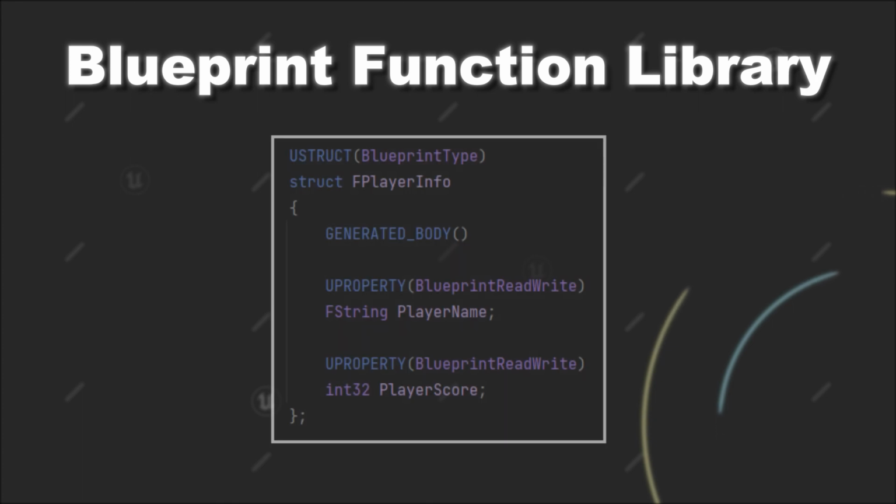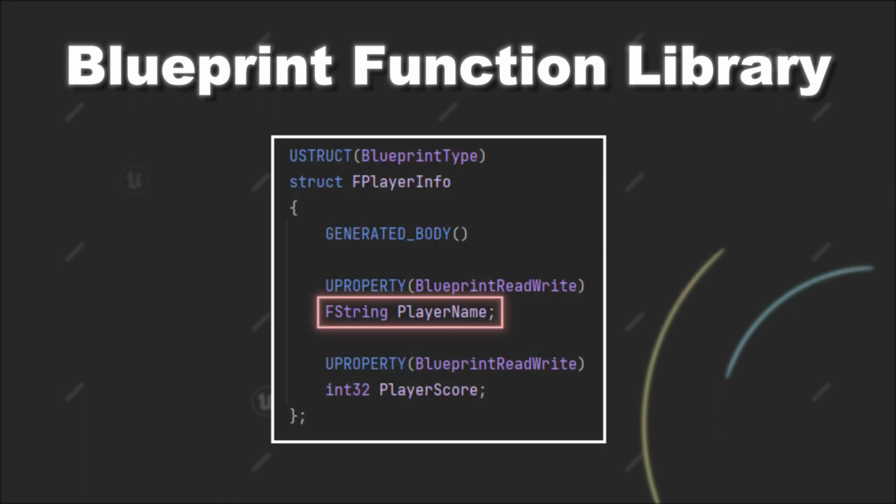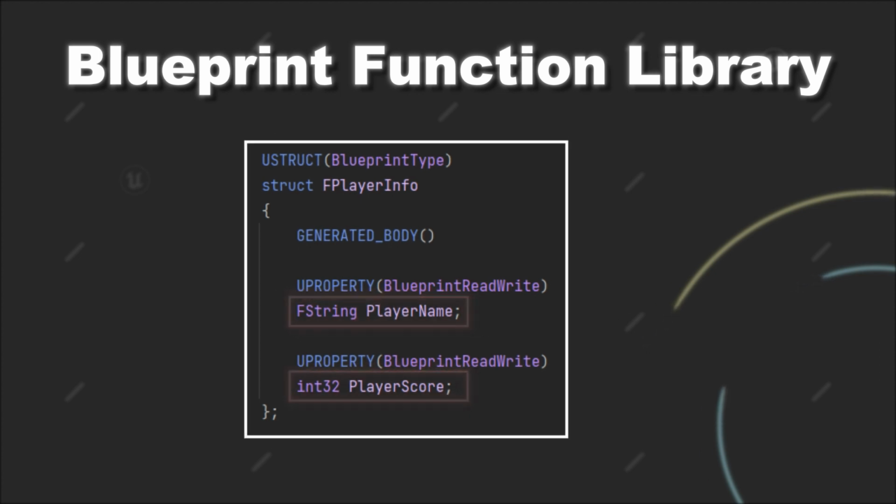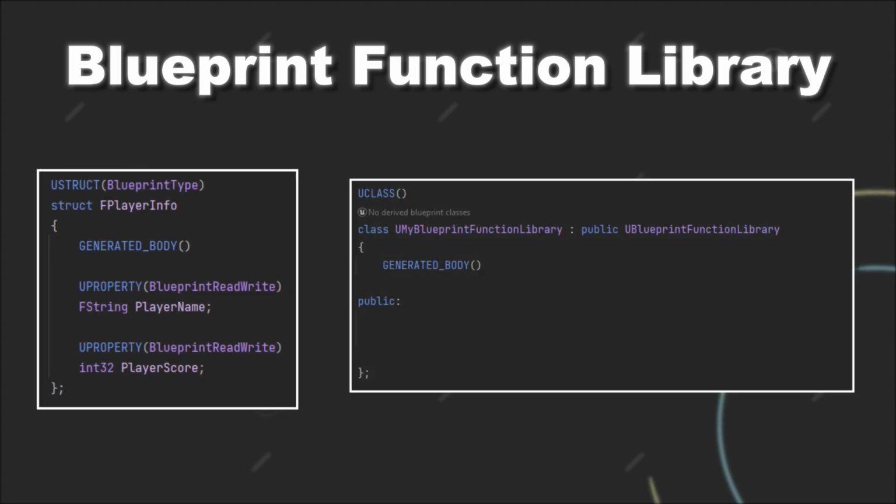So let's say we have this struct that has a player name and a score, and we want to provide a function that logs the information to the output log and that we can use in Blueprint. For that, we create our own Blueprint function library. For this tutorial, we call it My Blueprint Function Library.